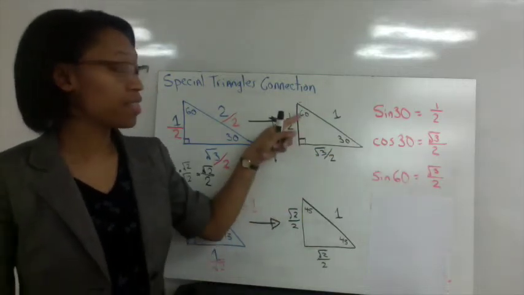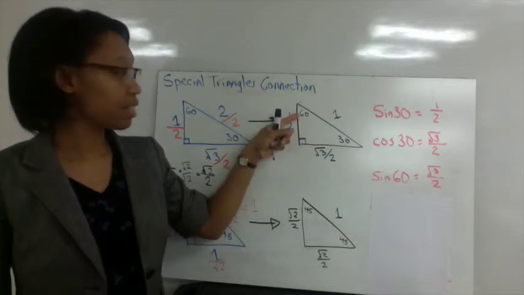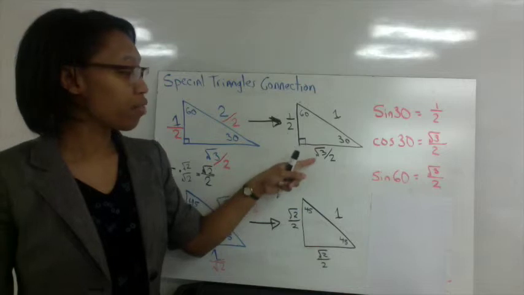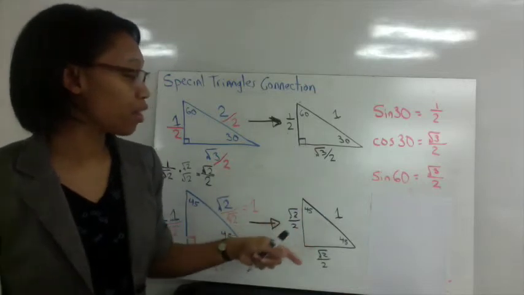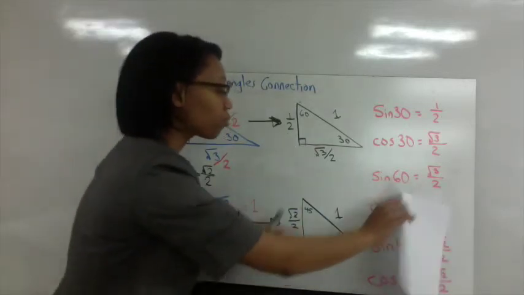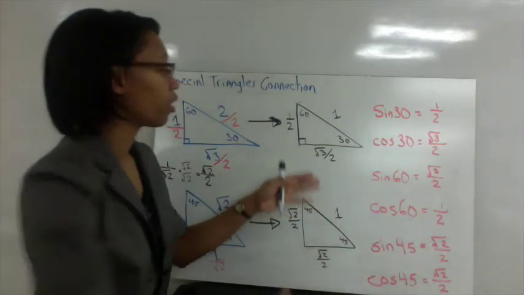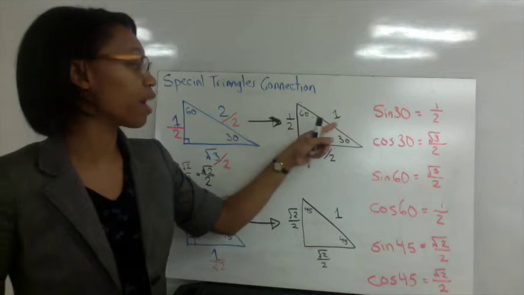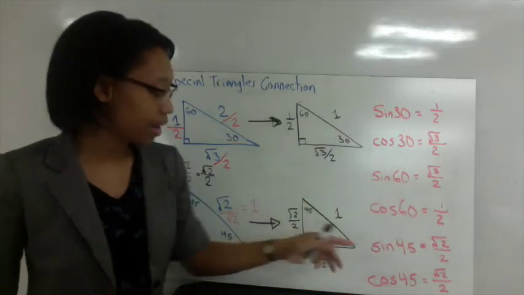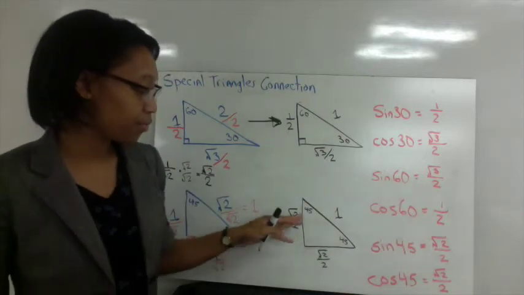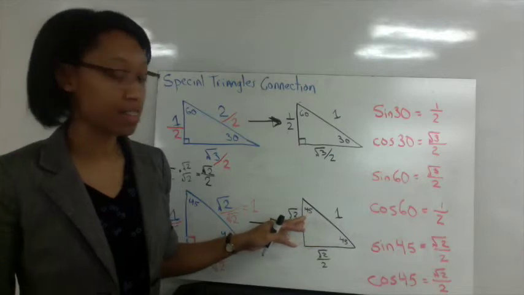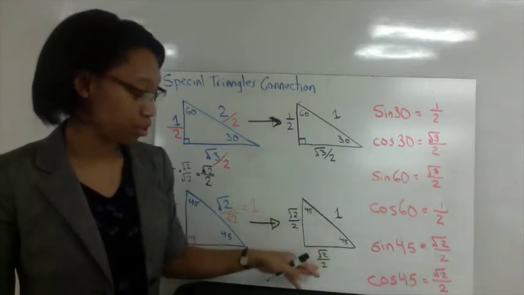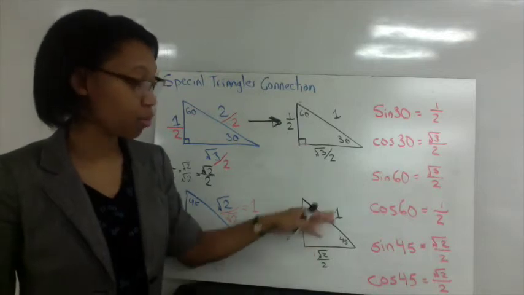And what's the sine of 60? The sine of 60 is the side that's opposite from the 60 over the hypotenuse. That's square root of 3 over 2. And the cosine of 60 is the adjacent side to the 60 over the hypotenuse. Okay. And for 45 degrees, the sine of 45 is O over H, square root of 2 over 2 over 1.